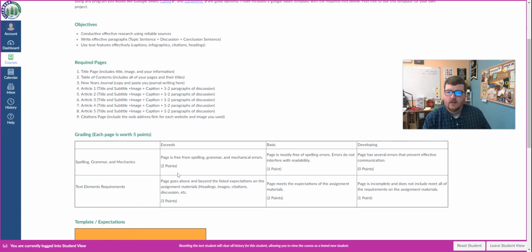Grading is right here. I'm going to be looking at these 2 pieces. So the first piece is spelling and grammar and mechanics. So the way in which you have put together the document and the words on it. And then the second part is text elements, which is, do you include all of the things that I have asked for? So do you have a complete document is what the second one is looking for.